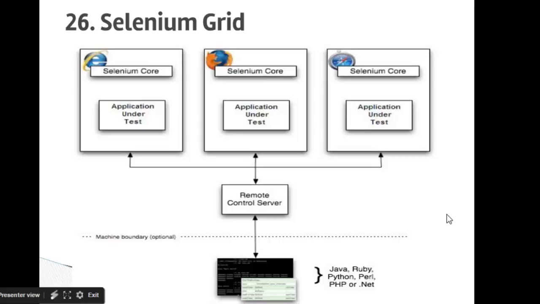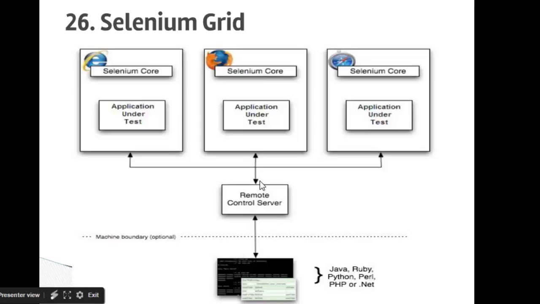In a typical Selenium Grid, your Selenium code sends the commands to the remote control server, which is also called the hub. There are some nodes registered with that hub. Each node is capable of running certain types of tests. For example, this node is capable of running the Internet Explorer tests, this node is capable of running the Firefox tests, and this node is capable of running the Safari tests. So each node has some capabilities, and each node is registered with the particular hub.